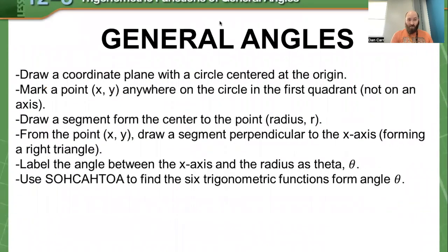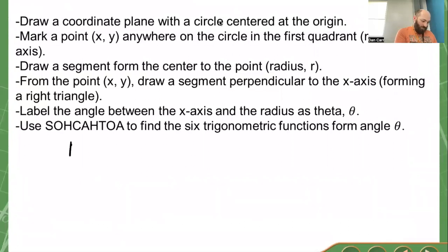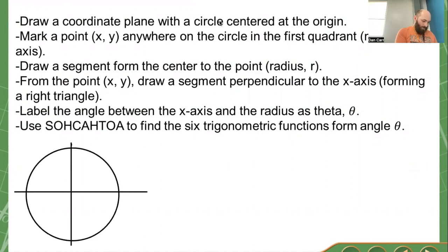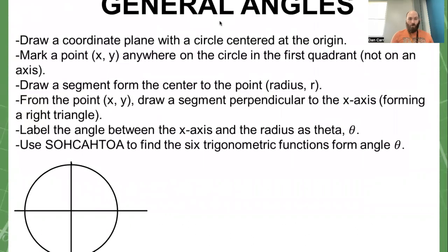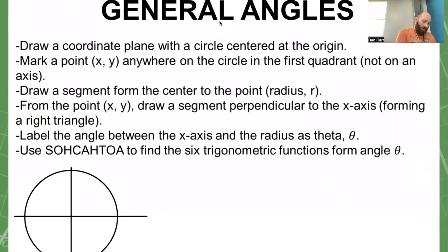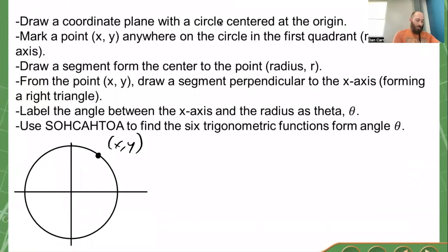General angles are going to be drawn like this. If we start with a coordinate plane, with a circle centered at the origin. So I'm going to try to draw it nice and big here. Okay, and we'll make sure that's nice and centered there. That looks good. All right, so we drew the circle around the origin. Mark a point x, y anywhere on the circle in the first quadrant, not on the axis. So I'll make that point right there. If we draw a segment to the center, I'm going to mark that r for my radius.